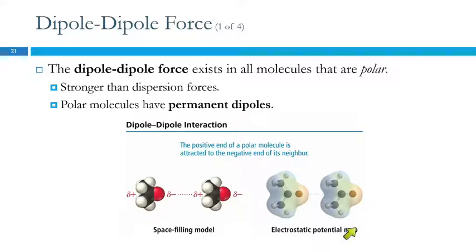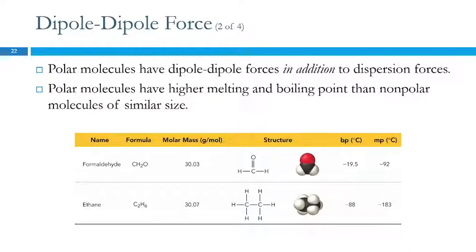We can also look at an electrostatic potential map where we see more electrons here, and those are going to be attracted to this side, which is deficient in electrons. So all molecules have dispersion forces. Polar molecules have dipole-dipole forces in addition to the dispersion forces. And so we see if we compare polar molecules with nonpolar molecules, that the polar molecules are going to have a higher boiling point. So here we're going to compare formaldehyde and ethane.